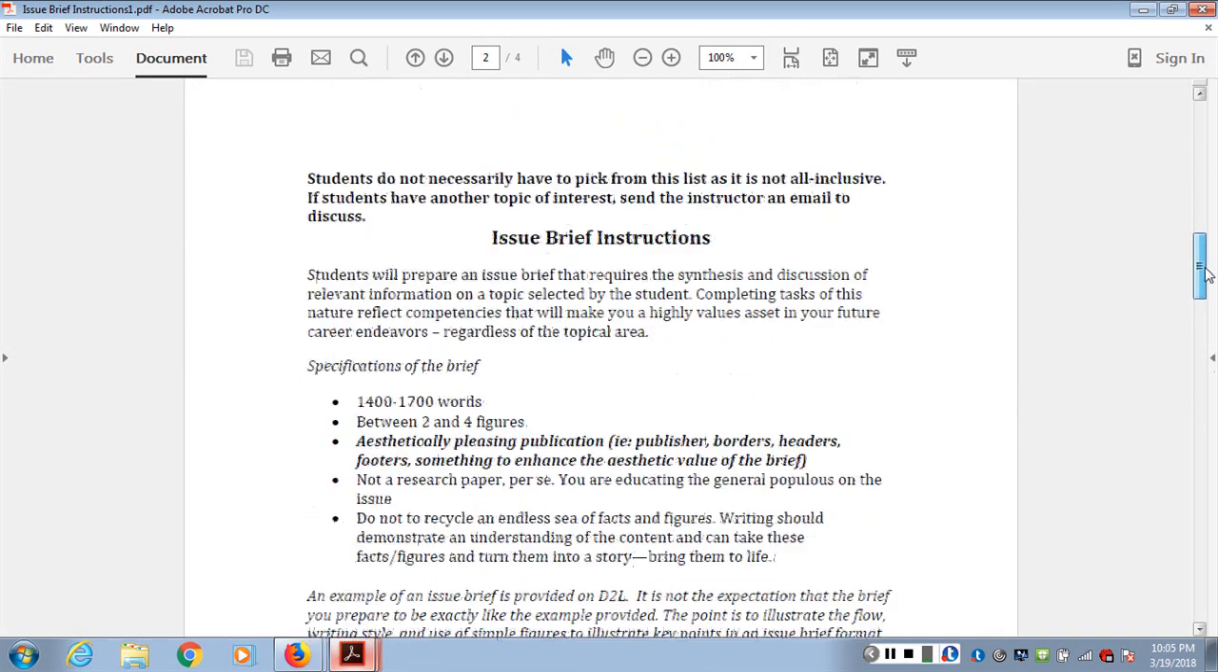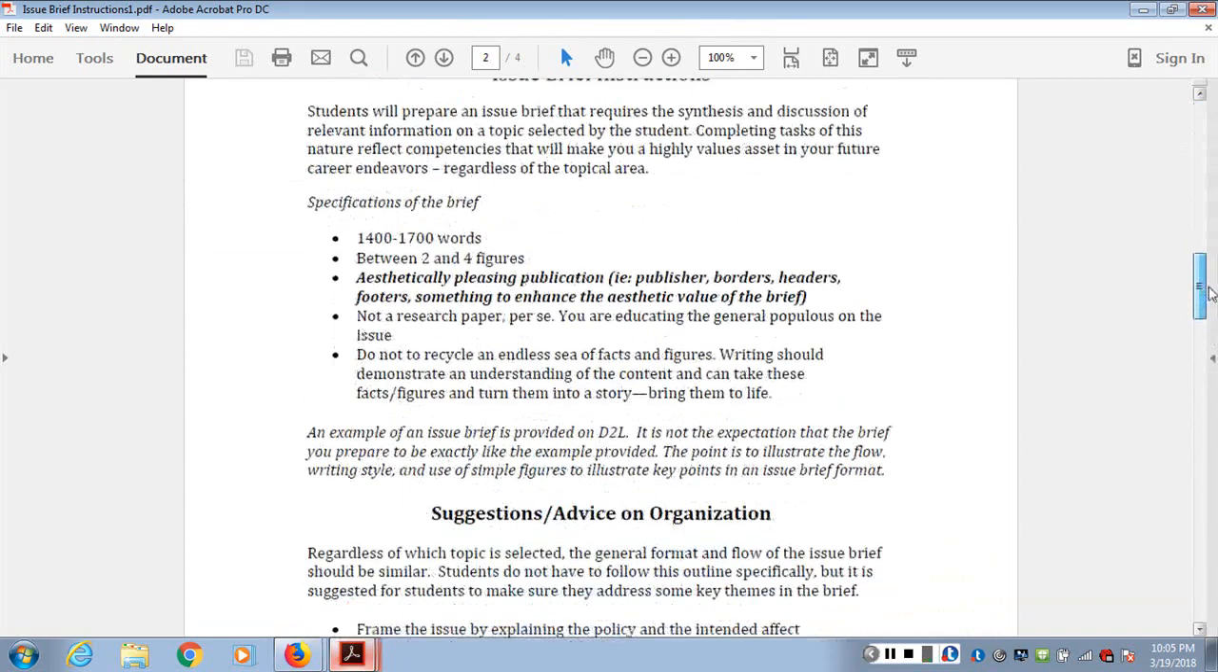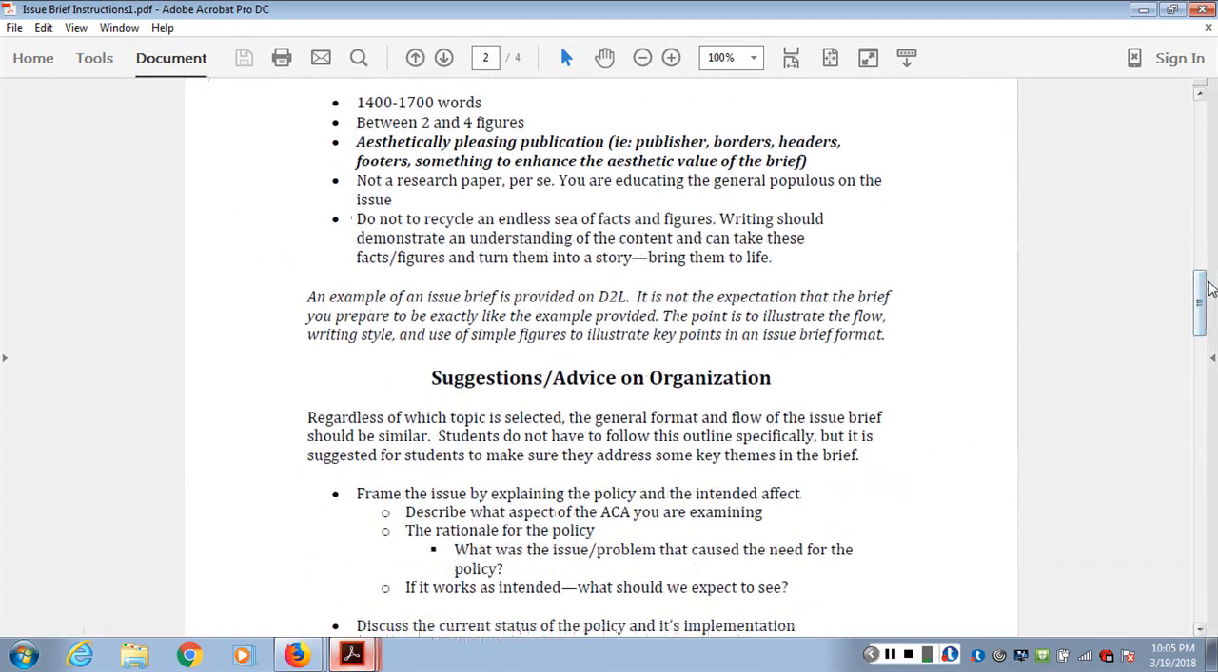So we go from kind of the general overview and the general details of the assignment to more of the specific instructions. So again, you're just going to be working on this brief that really takes the information that we've talked about in class, the research that you've done, and how you can present this information on your topic. So I'm really looking for you to synthesize and analyze all of this information that you've collected over the course of the semester. The specifications, again, for the brief are 1,400 to 1,700 words.